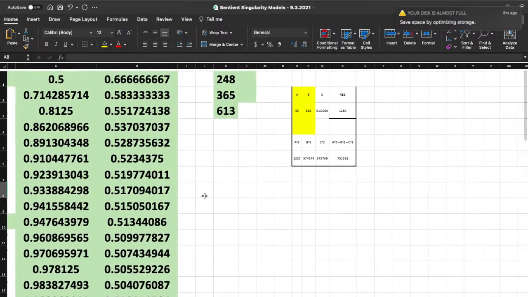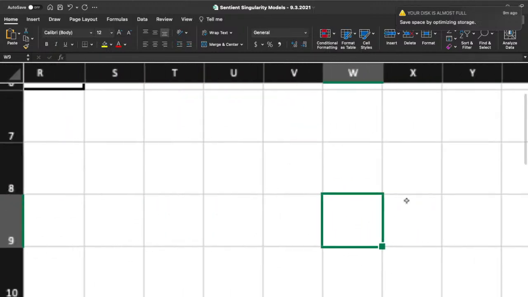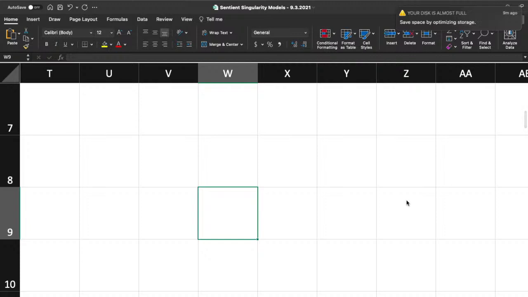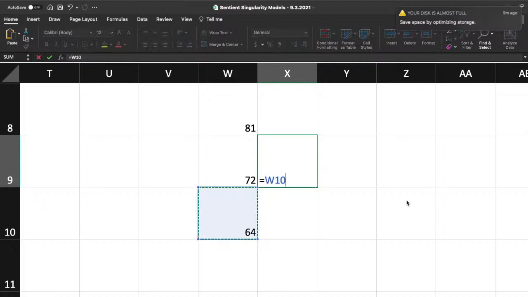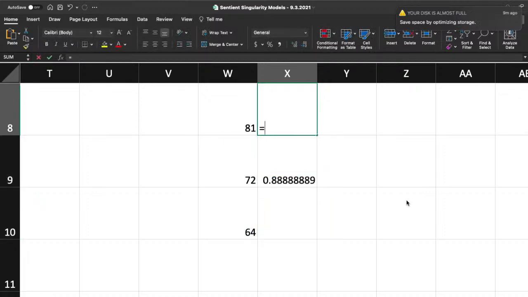So let's just go here. 72, 88, 81, and 64. When I go here, 64 divided by 72, I get 0.8 repeating forever. Very interesting number.